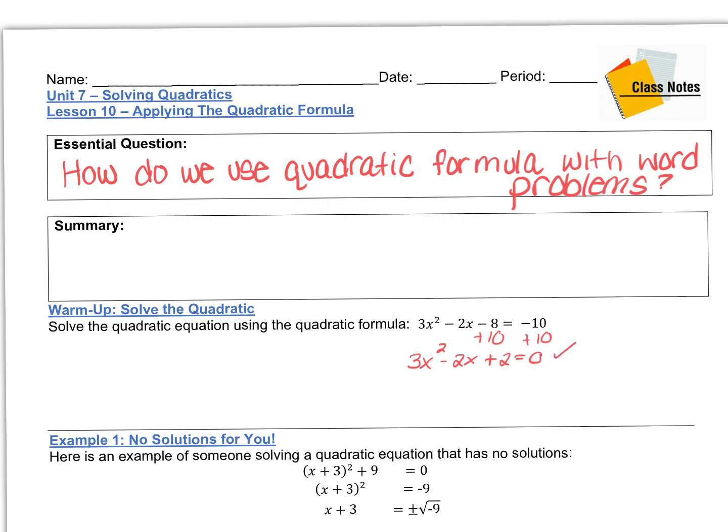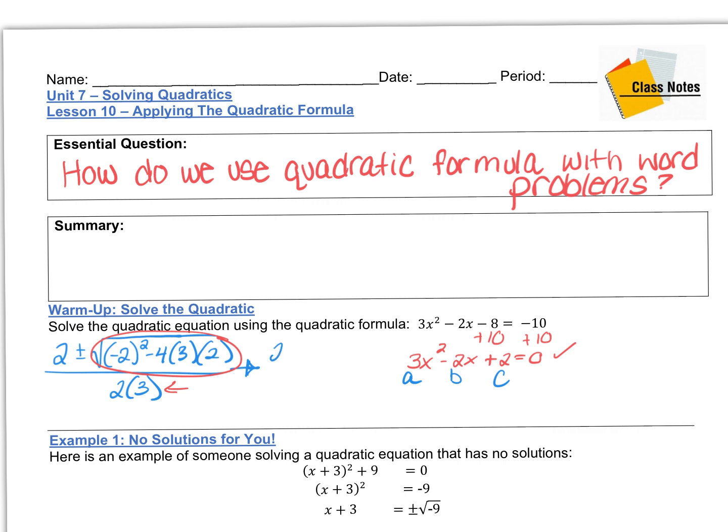Now I can identify my A, B, and C values. So A, B, and C. Now we're going to throw it into quadratic formula. So the opposite of B makes it positive 2, plus or minus the square root of b squared minus 4ac, all over 2 times a. All right, and I know I say this a lot, but just take your baby steps here. I like to simplify first what we call the radicand, and we can also do the denominator as well.